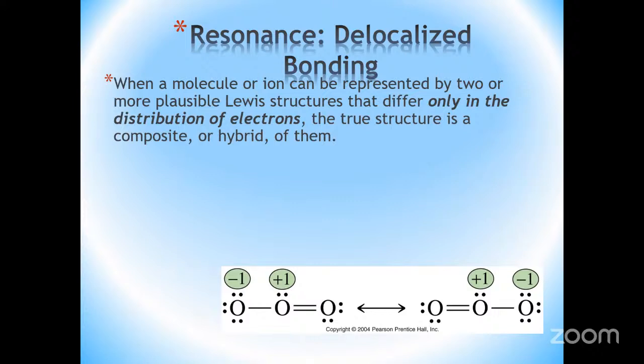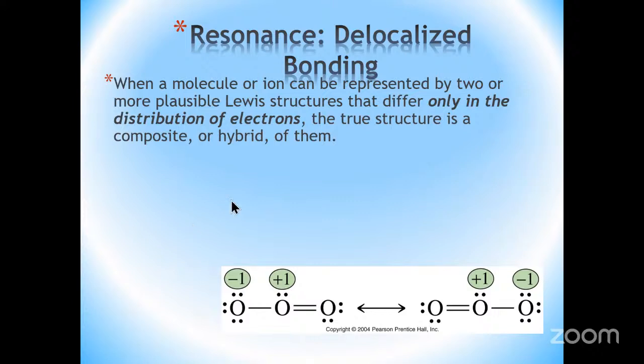Basically what this resonance theory says is that if you have a molecule or ion that can be legitimately represented by two or more Lewis structures, where the difference between them would be the distribution of electrons, then those separate structures would not by themselves represent the true structure of that particular molecule or ion. Instead, according to this theory, the real structure is a hybrid between those different structures, all right? So here's an example, the ozone molecule.